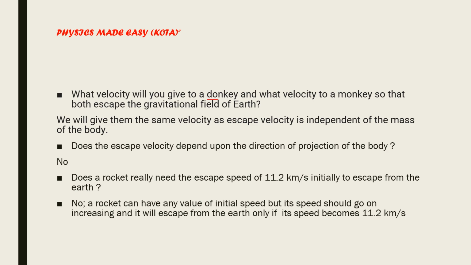So there are two animals, one is a donkey and another is a monkey. It is very clear both have different masses, but for the escape velocity, we know that escape velocity is independent of the mass of the body. It only depends upon the mass and the radius of the planet. So we can say that we will give them the same velocity as escape velocity, as it is independent of the mass of the body.